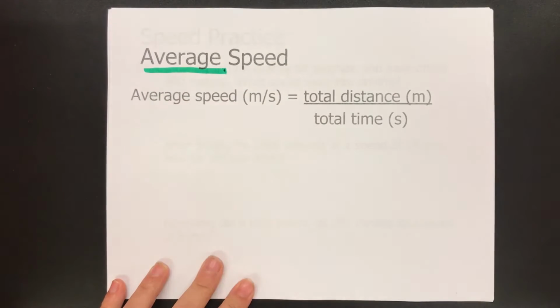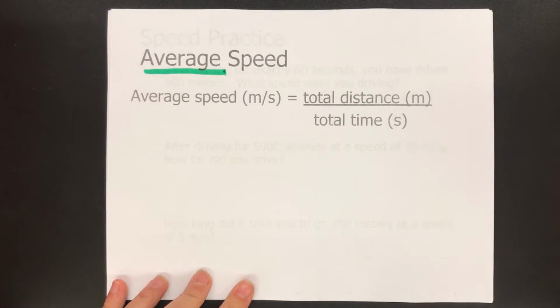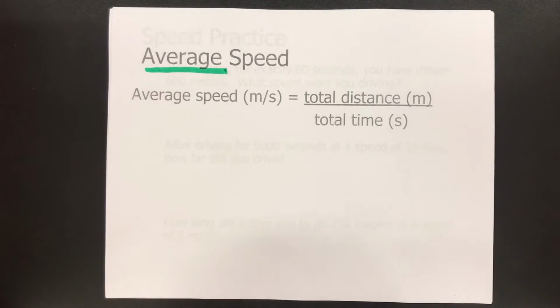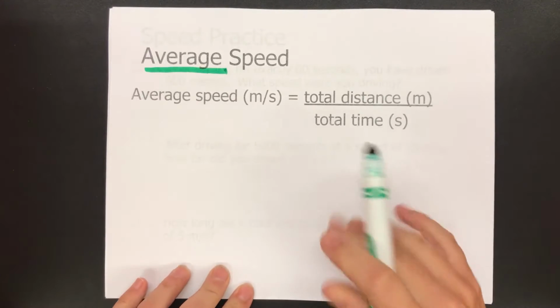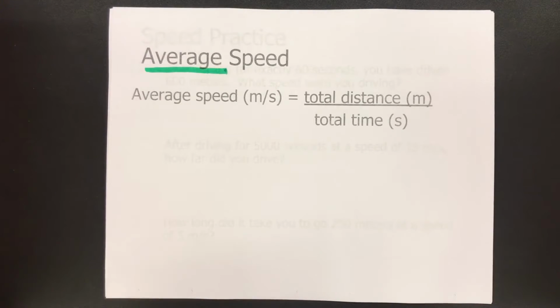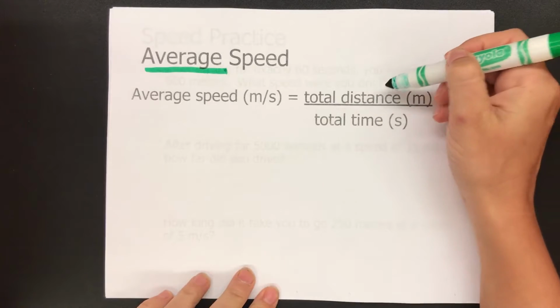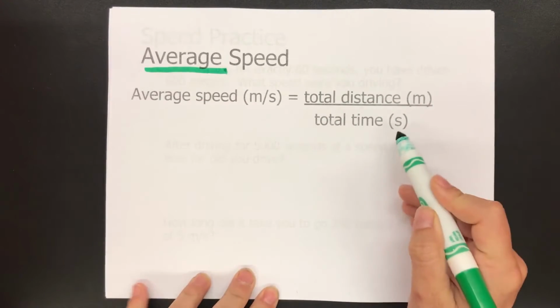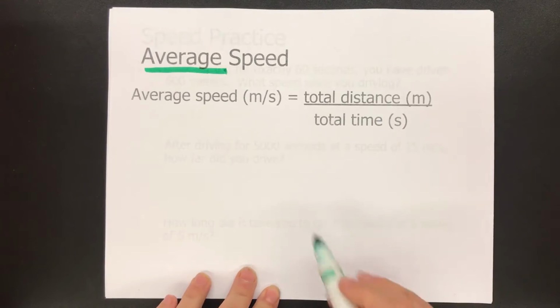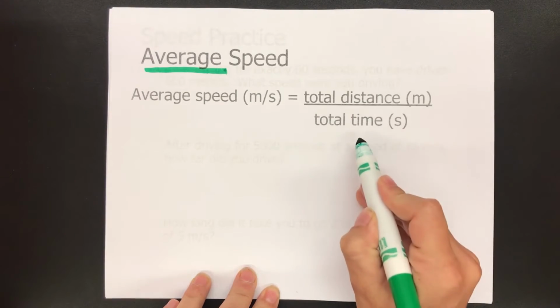Average speed. Average speed is what we're mainly going to be dealing with in here because you have to do some math with this. If you go back to the first slide, the definition of speed is the distance traveled over the amount of time. So what's going to happen here is your formula is exactly the same as its definition. Speed is distance over time.